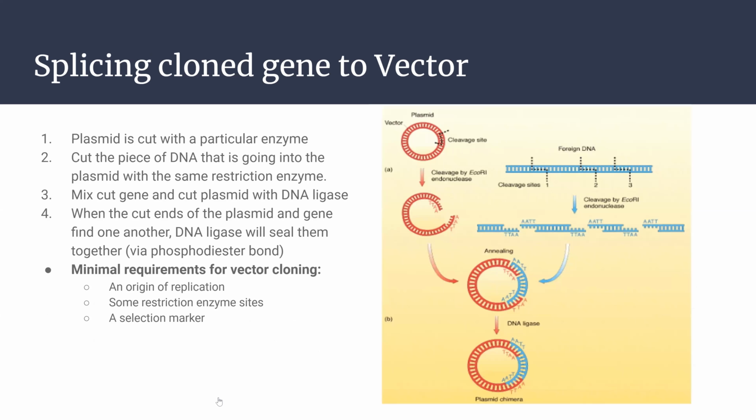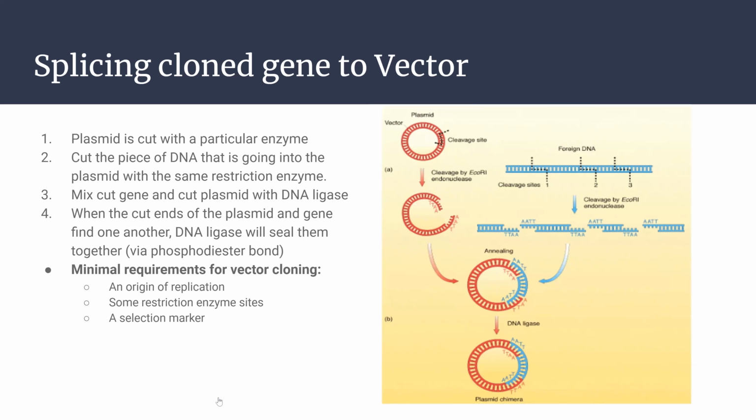Okay, so splicing cloned genes into the vector. I put it out in steps. Step one, your plasmid is cut with a particular enzyme. In the picture, you can see the plasmid and the cleavage site. Step two, they cut the piece of DNA that is going into the plasmid with the same restriction enzyme. This is shown here with the endonuclease, which is our restriction enzyme.